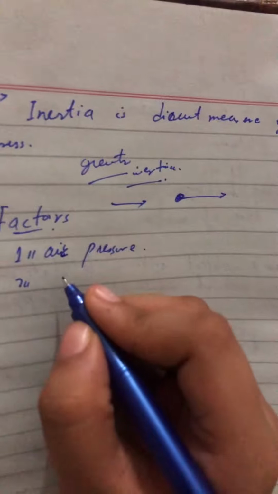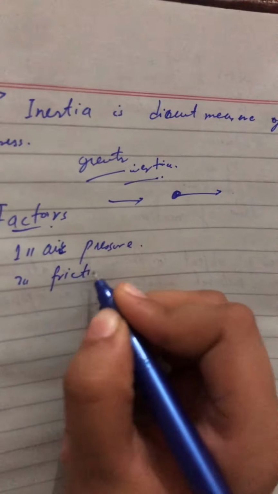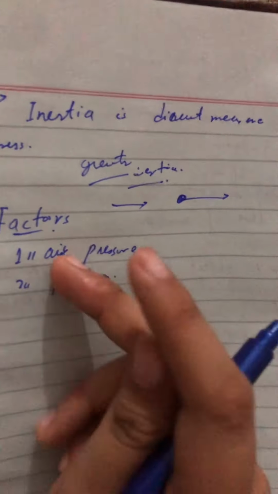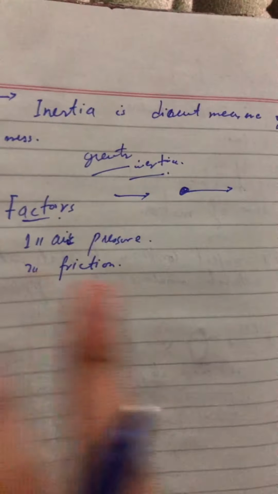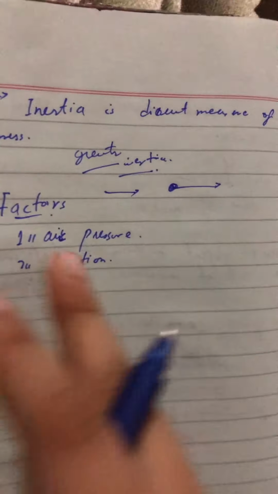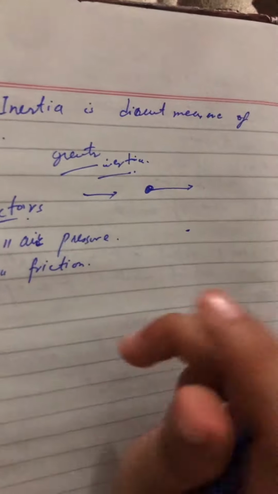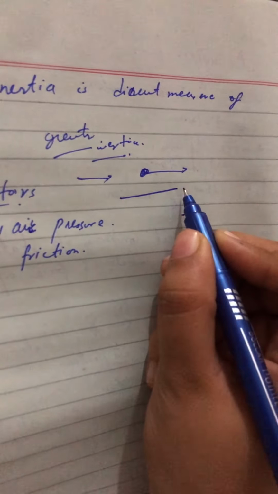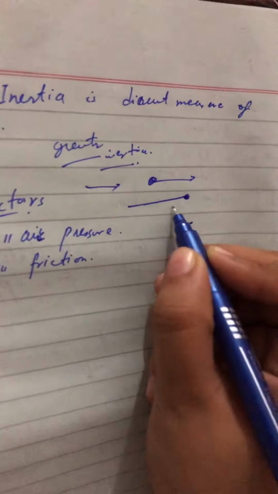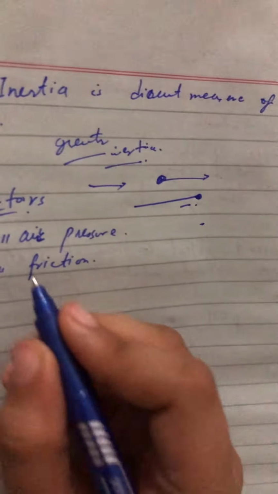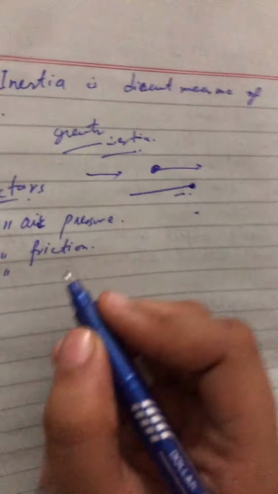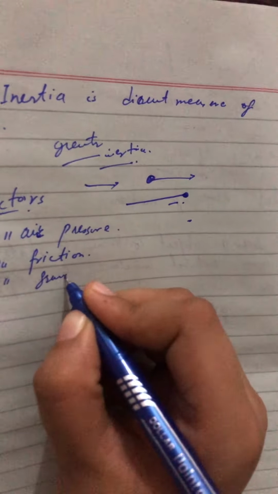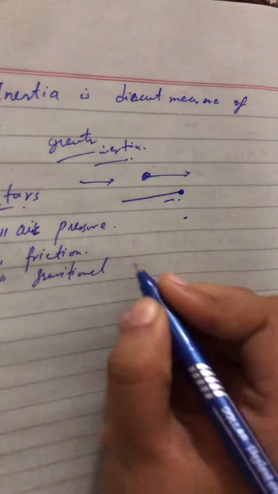Another factor is friction. When you throw a ball, friction is produced on the ground, and at some point it will stop. So friction is produced when a body is in motion, and at one point it will stop, so it is also a factor. Number 3 is the gravitational force. Gravitational force is also a factor.